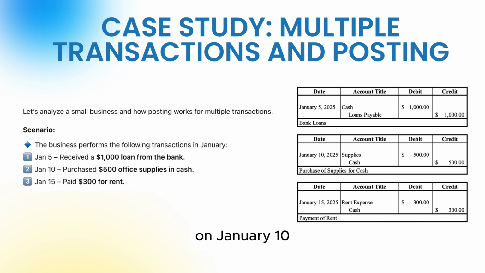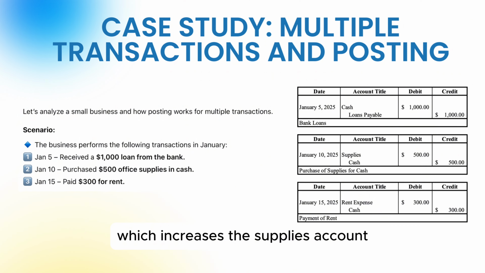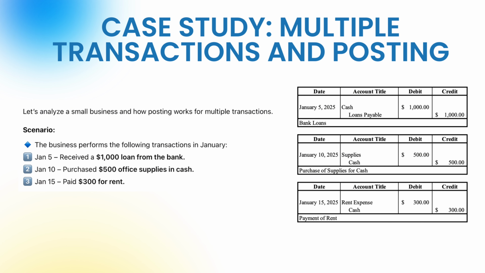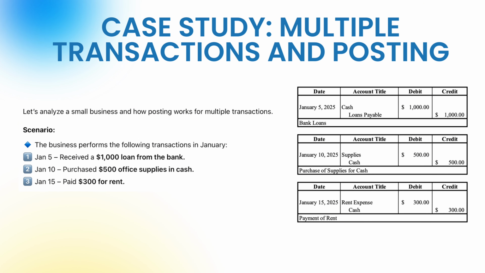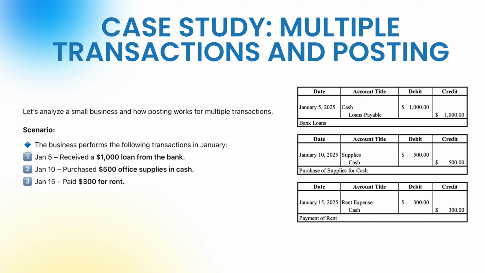On January 10, they purchased $500 worth of office supplies in cash, which increases the supplies account, debiting it by $500, but decreases cash, crediting $500. On January 15, they paid $300 for rent. This is an expense, so we record it under rent expense, debiting $300 and reducing cash, crediting $300.